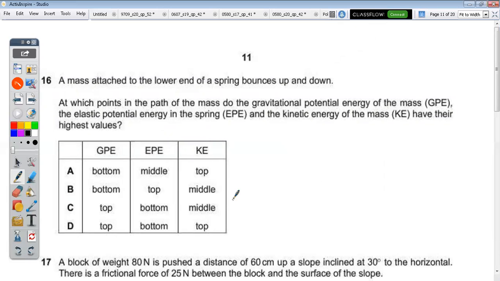A mass is attached to the lower end of a spring, bounces up and down. At which point in the path of the mass do the gravitational potential energy of the mass, elastic potential energy in the spring, and kinetic energy have the highest values?